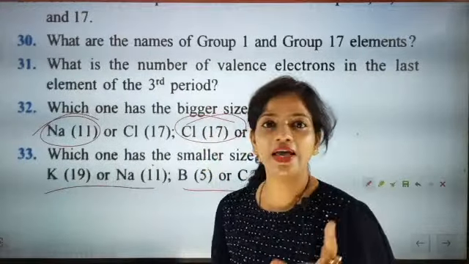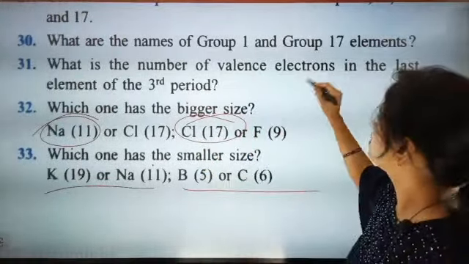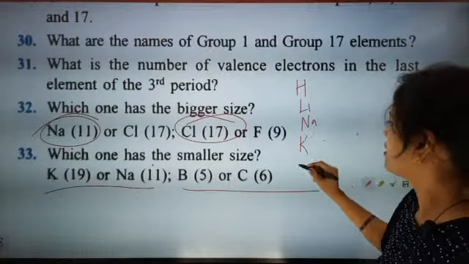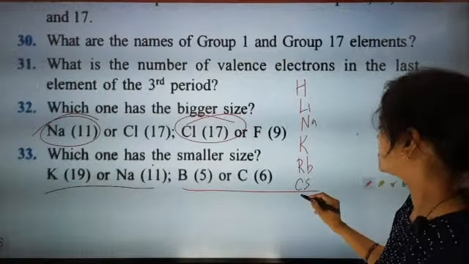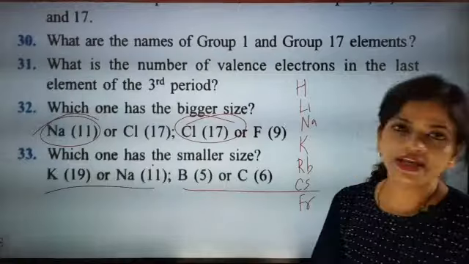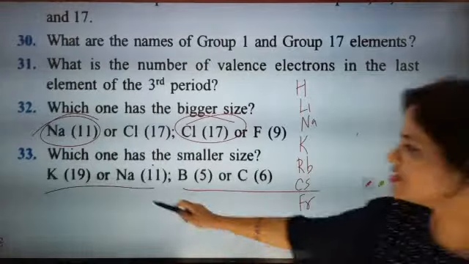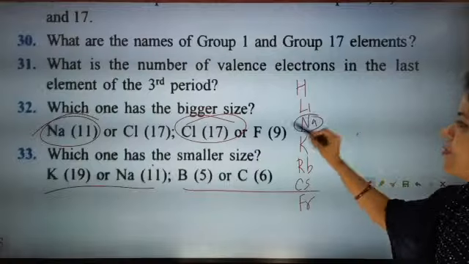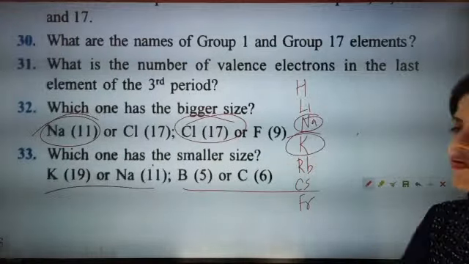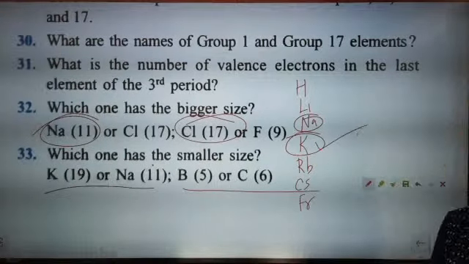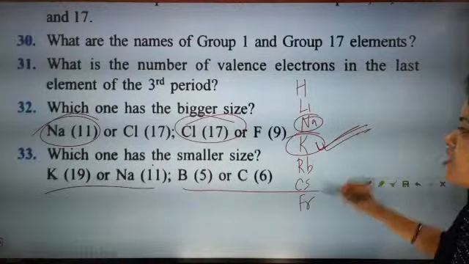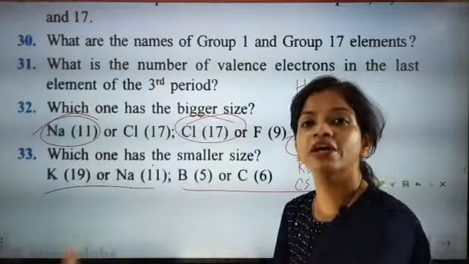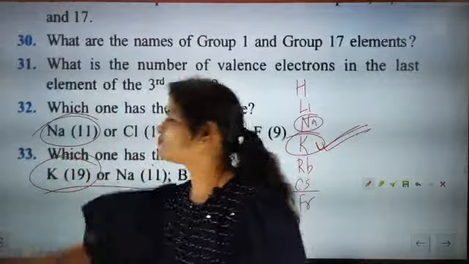H, Li, Na, K, Rb, Cs, Fr. Okay, H, Li, Na, K, Rb, Cs, Fr. So now among this, H, Li, Na, K. Sodium is coming first and potassium is coming after that. So since potassium is coming after that, the potassium structure will be bigger by 1 orbit. So potassium is bigger here.